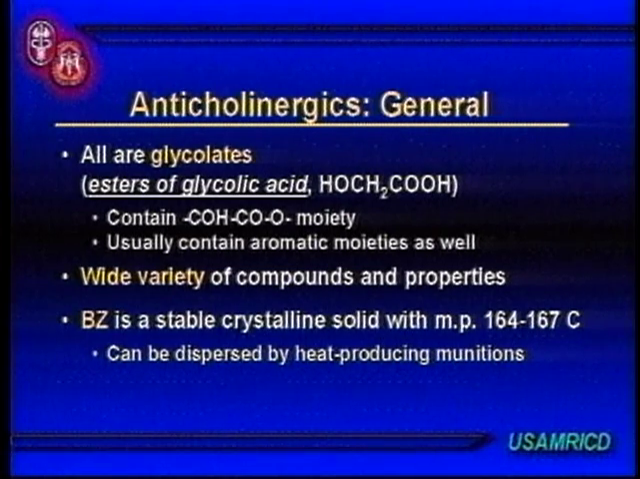Well, glycolates are just nothing more than esters of glycolic acid, very simple compound. They all have the two carbons in the center and that particular structure that you see. Many of them also have a benzyl group off to the side or a phenyl group off to the side, so there's an aromatic ring in there somewhere as well. And there's a wide variety of them. BZ is the one that we chose to weaponize and that we chose to investigate, and we do have field reports about how BZ affects people.